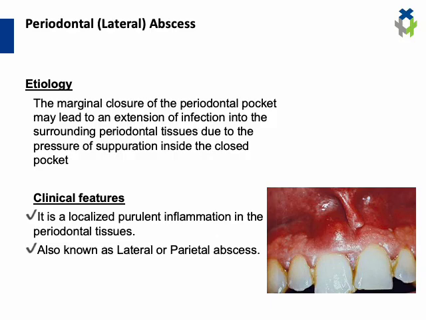Periodontal or lateral abscess. The etiology: marginal closure of the periodontal pocket may lead to an extension of infection into the surrounding periodontal tissue due to pressure of suppuration inside the closed pocket. The clinical picture shows a localized purulent inflammation in the periodontal tissue, also known as a lateral or parietal abscess.